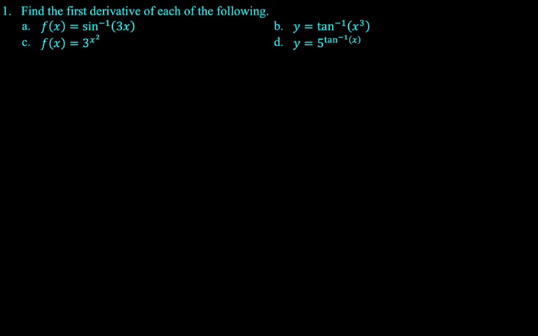Find the first derivative of each of the following. So we've got arcsine of 3x, arctan of x cubed, 3 to the x squared, 5 to the inverse tan of x, or the arctan of x.